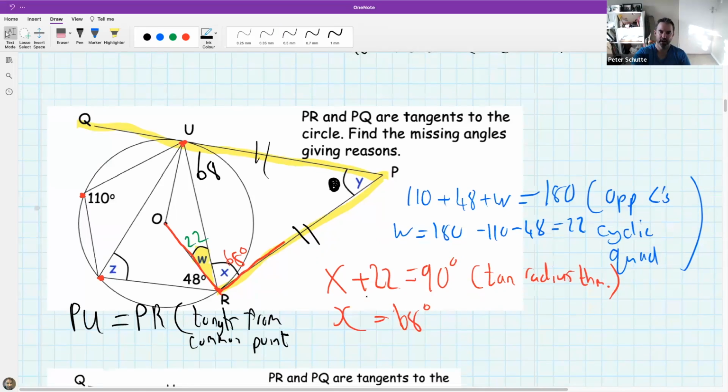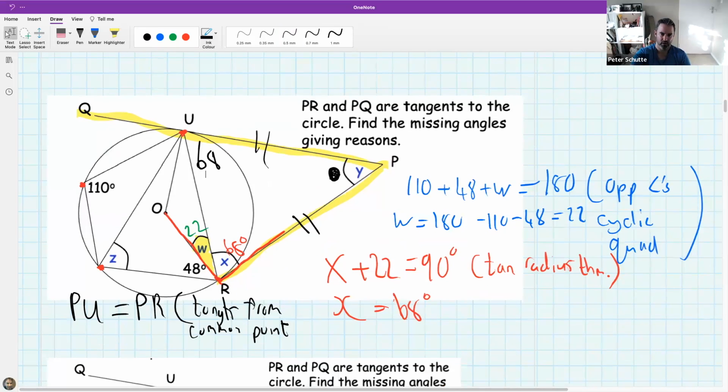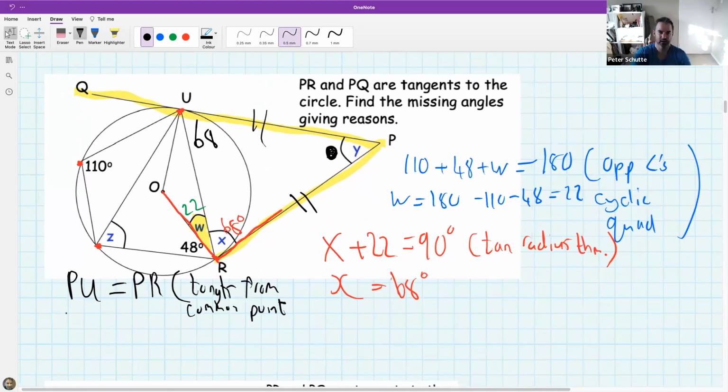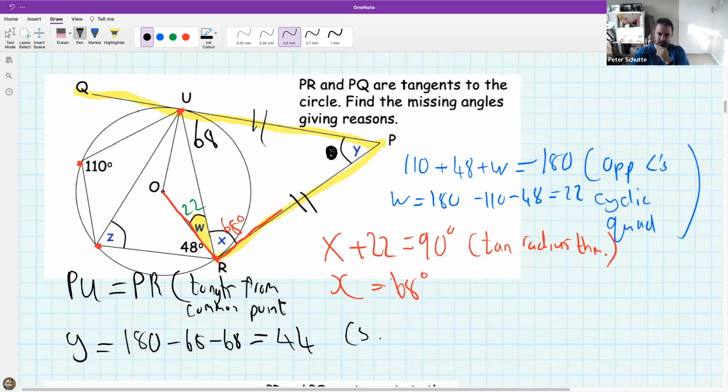So what is Y going to be? I think it's just going to be that, which is what? Take away 8, take away 8. It's going to be, yeah, 44. Sum of angles in a triangle.